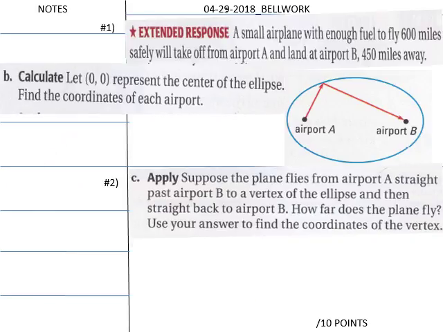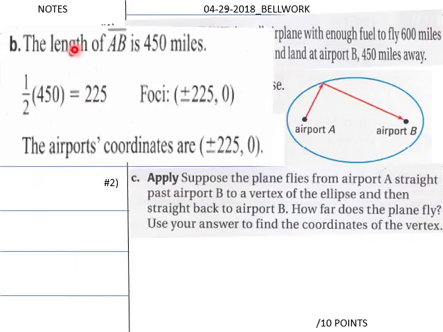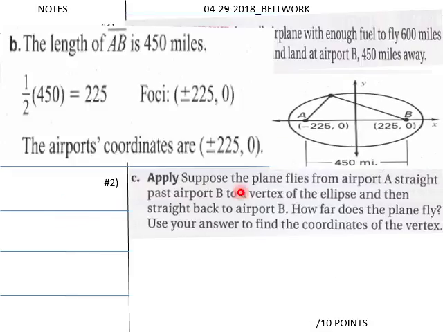Okay, welcome back. Here is the answer to B. The length of AB is 450 miles. And 1/2 of 450 equals 225, so our foci are here. And the airport's coordinates are plus or minus 225, 0. This would be what the ellipse would look like.